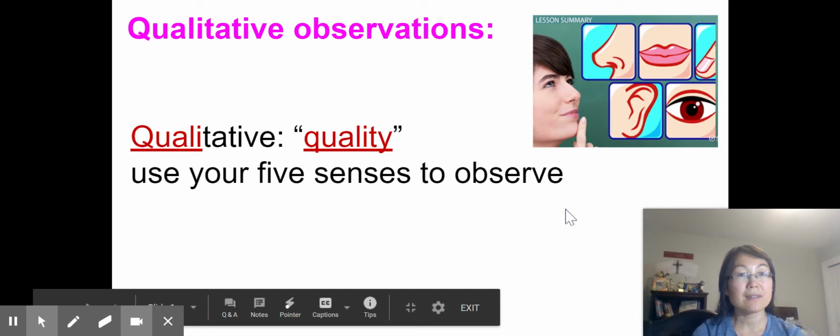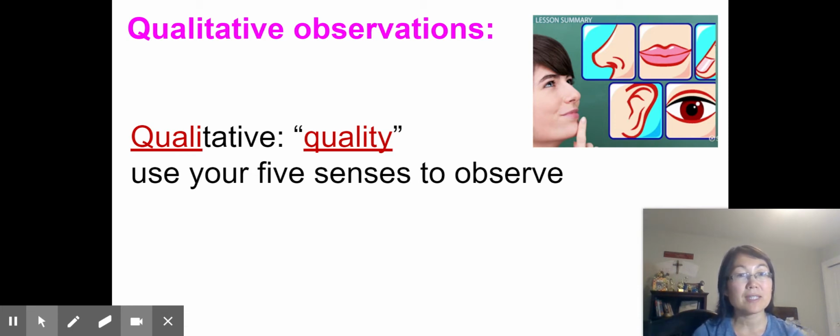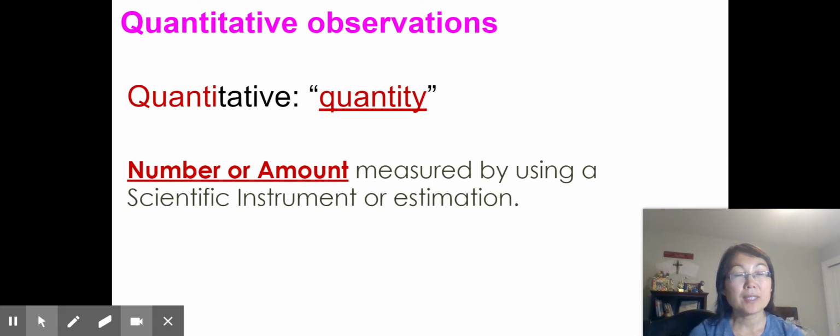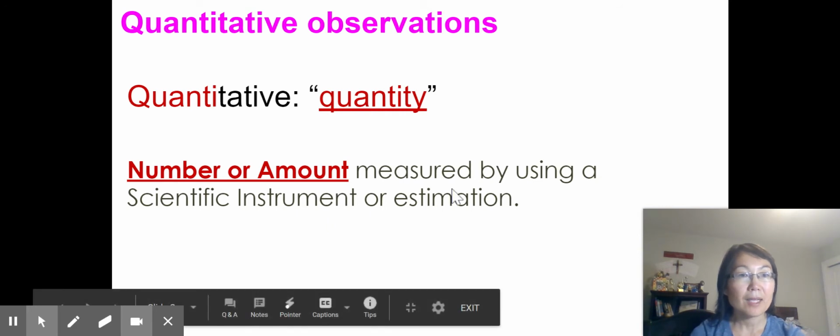But as a scientist, we cannot only use our five senses. As scientists, we normally use measurements. That kind of observation we call quantitative observations. Quantitative is basically talking about quantity, talking about how many, the numbers or amount. They need to be measured by scientific instruments.